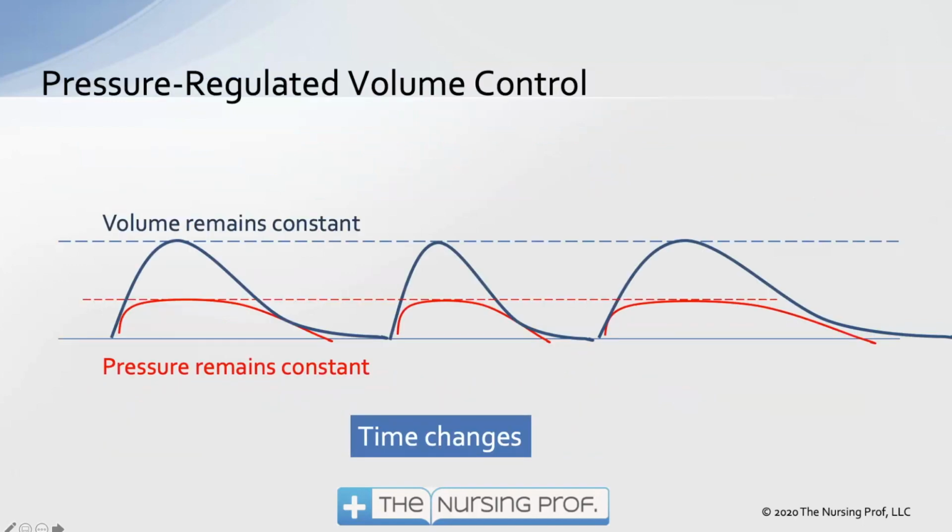And then we also mentioned pressure-regulated volume control. So how can both of these things remain constant? Now look at the volume curves, and you'll notice especially the middle one. The middle one is very compressed. So assuming that this is a strip that is being run off in time, you'll notice that the first and the third breath are taking more time than the second breath is. So what changes in pressure-regulated volume control is the amount of time that the breath is delivered.